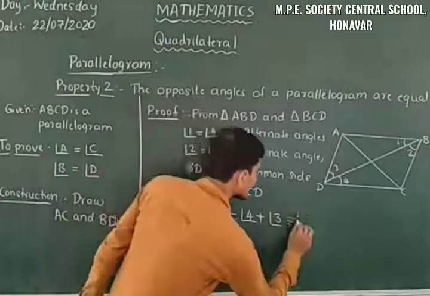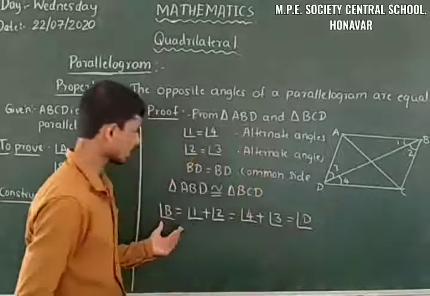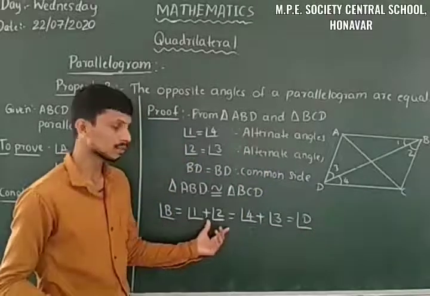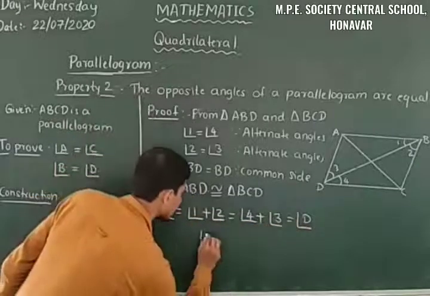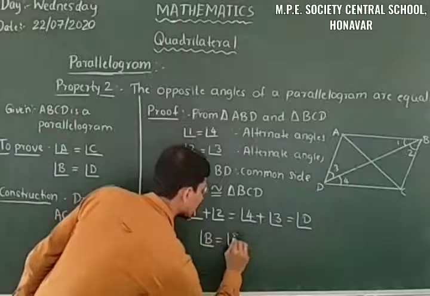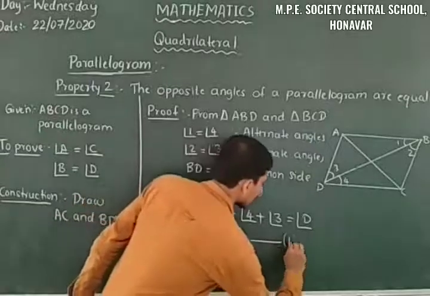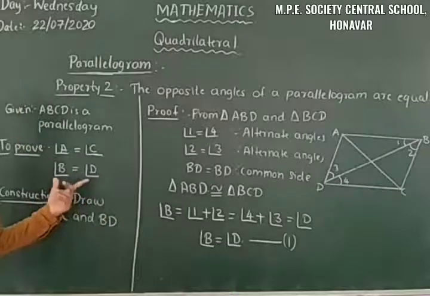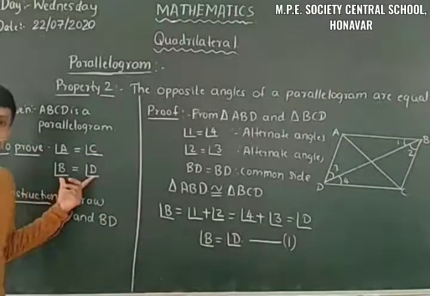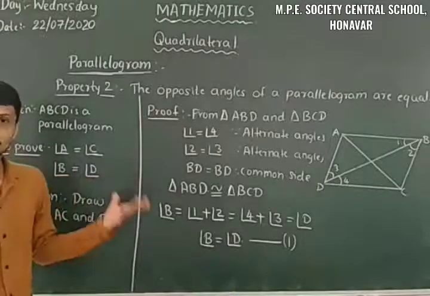So this is simply, we can prove here, that is angle B. When we take angle B is equal to 1 plus 2, it is always equal to 4 plus 3, which is angle D. So that means angle B is equal to angle D. I will take it as equation number 1. So this is one of the proofs of our equation, where we have to prove angle B is equal to angle D here.